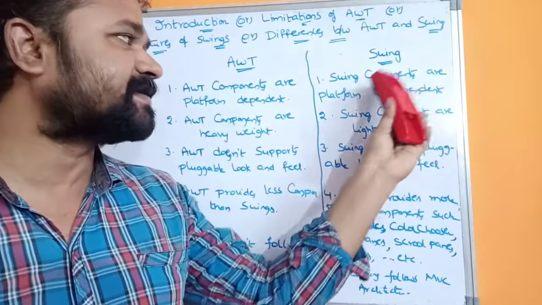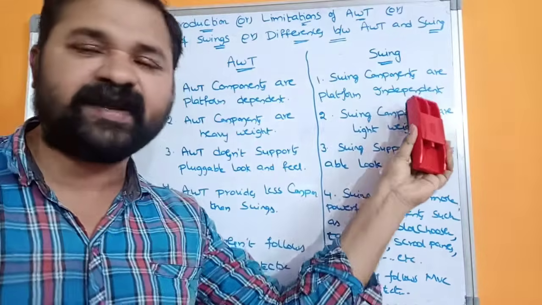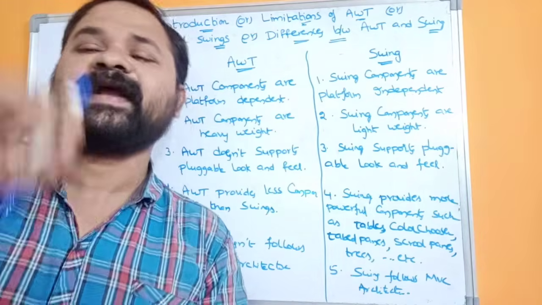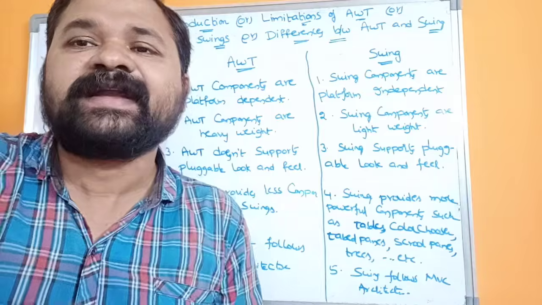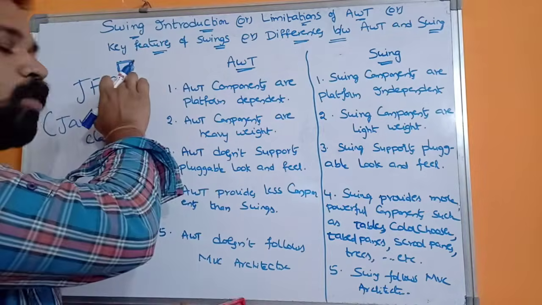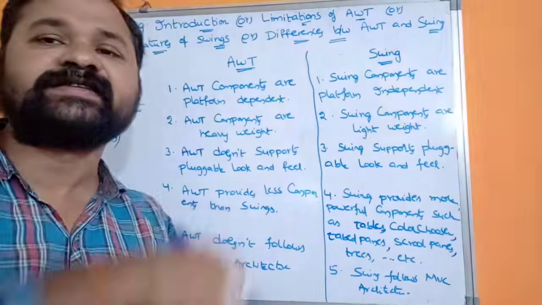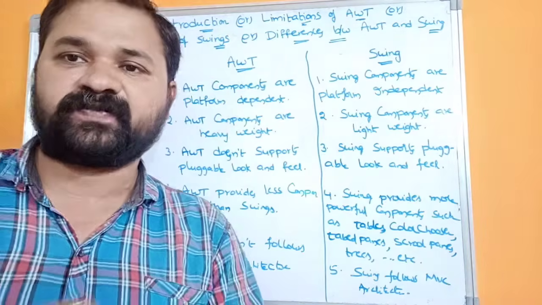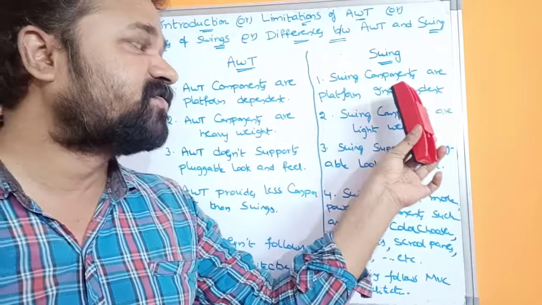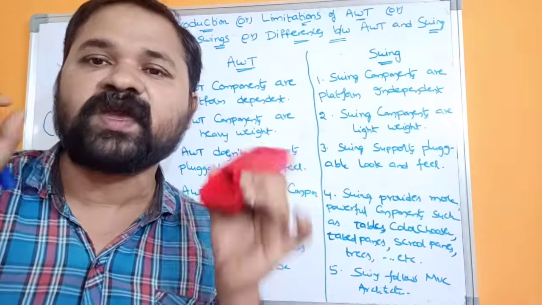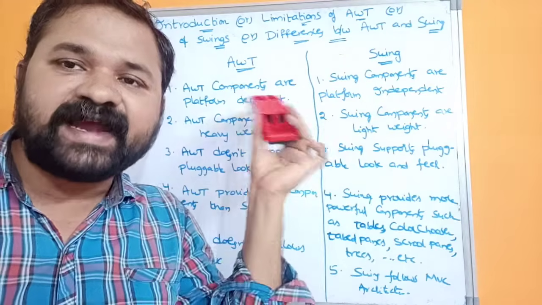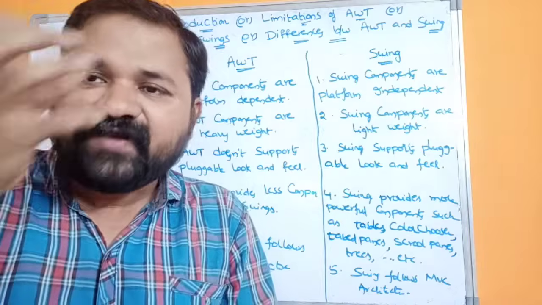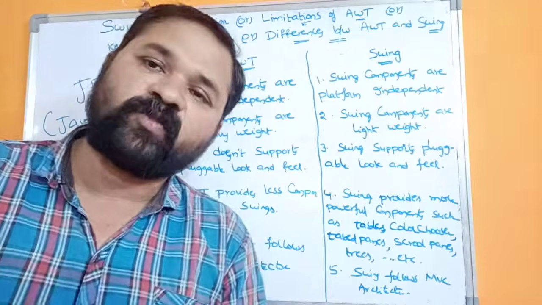Whereas swing components are platform independent. That means if we use swing components in any operating system, then the format is the same. So the same checkbox will be displayed in any operating system. The same button will get printed in any operating system. So the point is swing components don't depend upon the operating system, whereas AWT components depend upon the operating system. That shape, that look, varies from one operating system to another operating system.